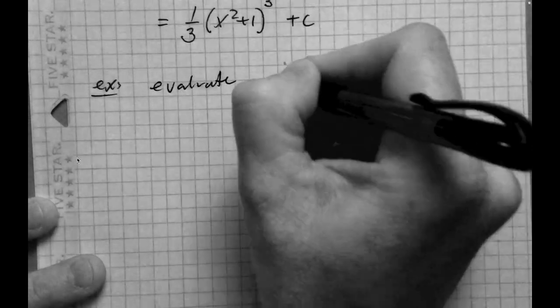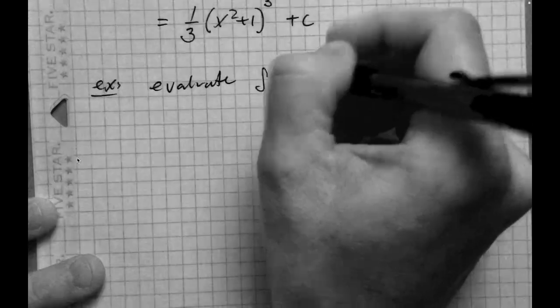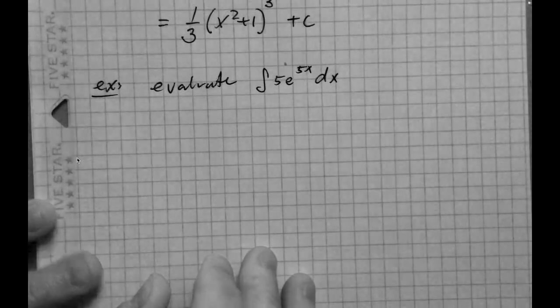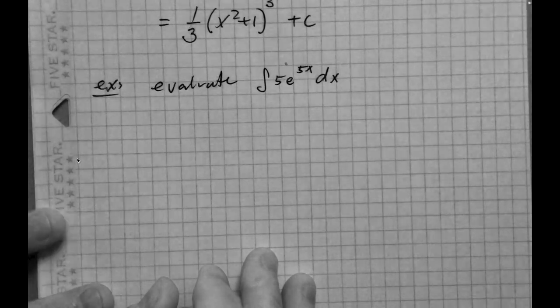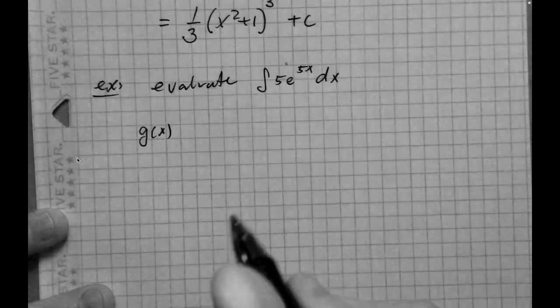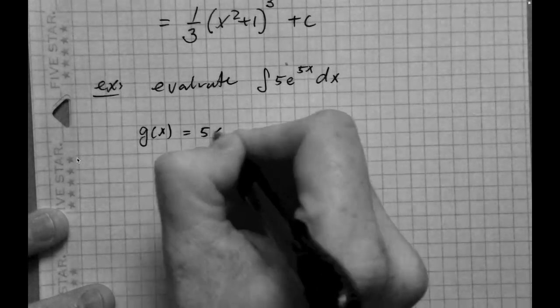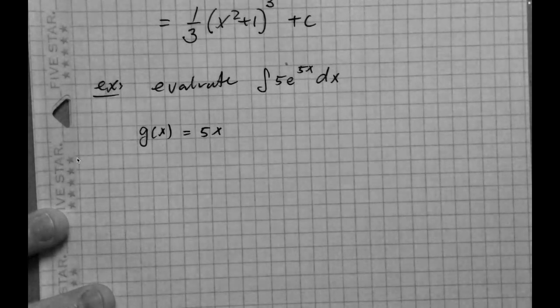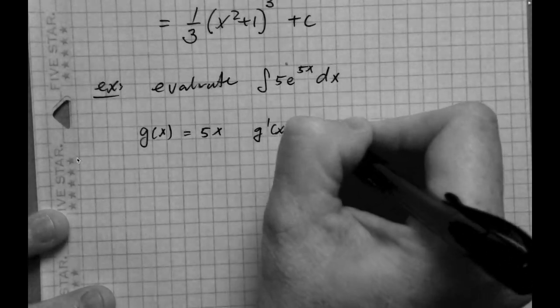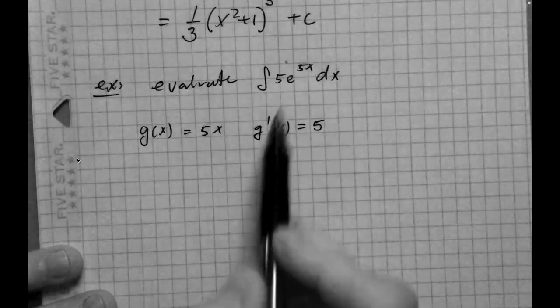Evaluate the integral of 5e to the 5x dx. So in this case, g of x is equal to 5x. That means g prime of x is 5, right? And so we have that pattern.